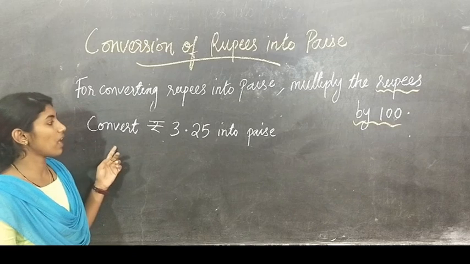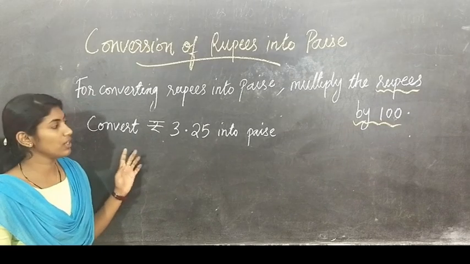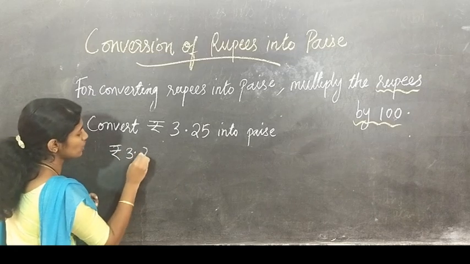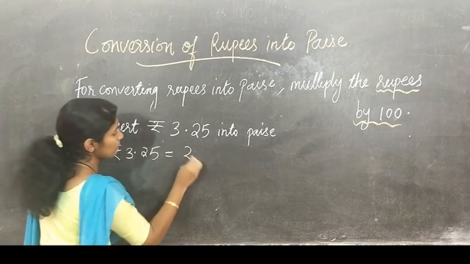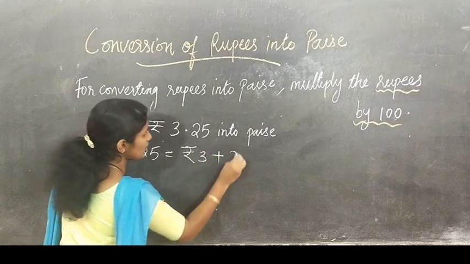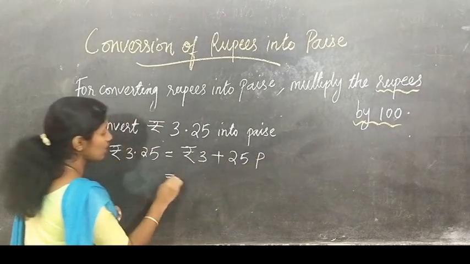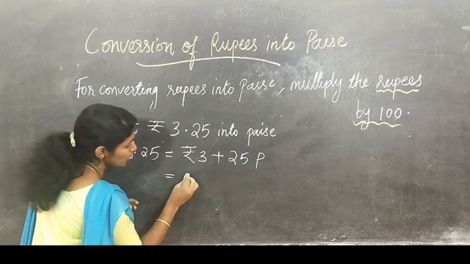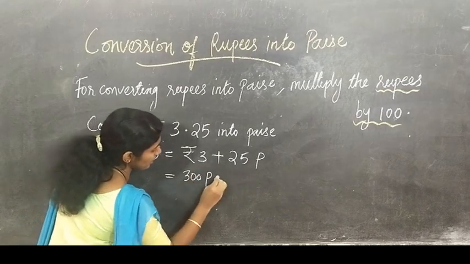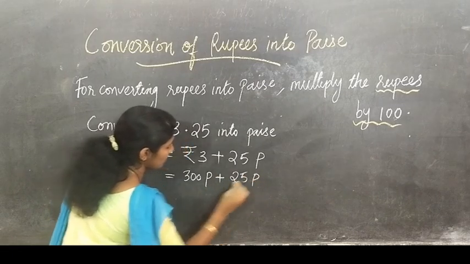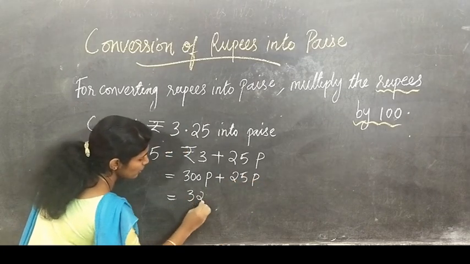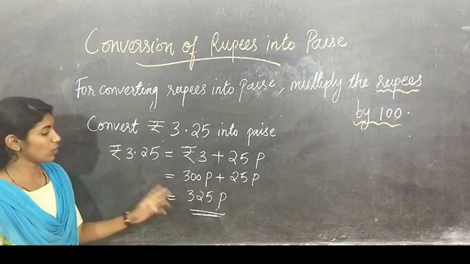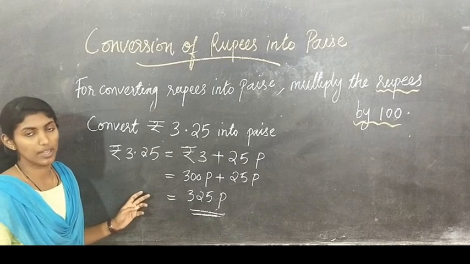Next question, convert 3 rupees 25 paise into paisa. So first one, 3 rupees 25 paisa can be written as rupees 3 plus 25 paise. Then 3 rupees can be converted to paisa by multiplying by 100. That is 3 into 100, 300 paise plus 25 paisa. And when we add, that is 325 paisa. That is 3 rupees 25 paisa equal to 325 paisa.